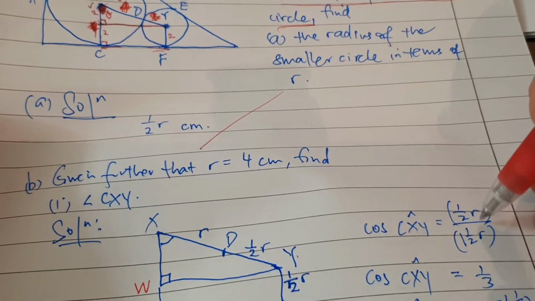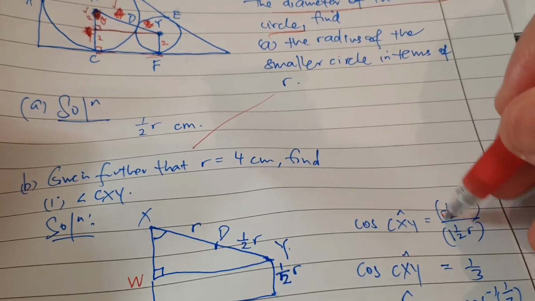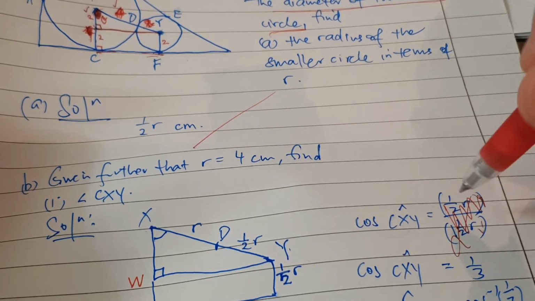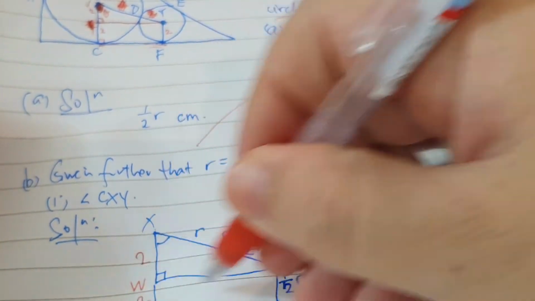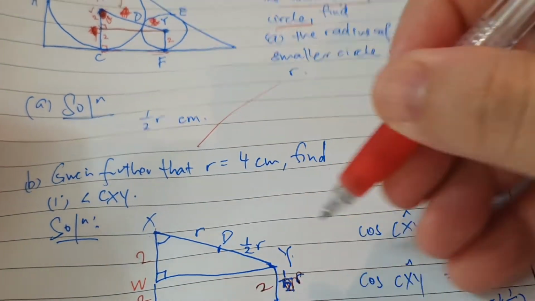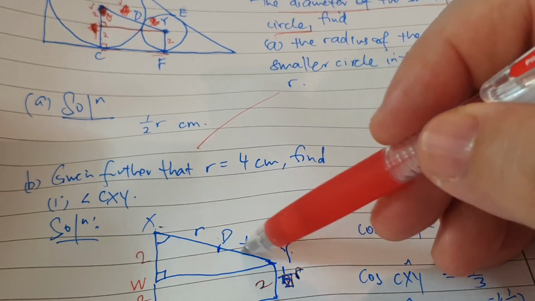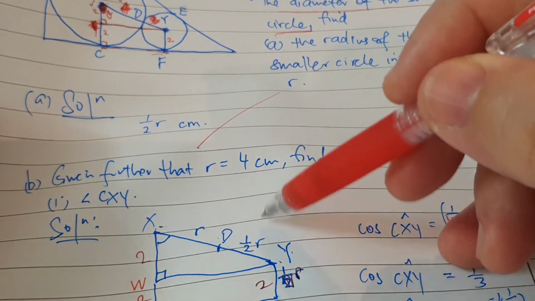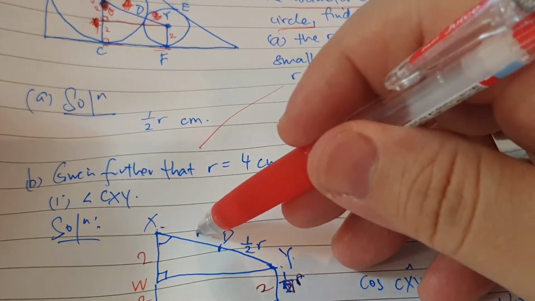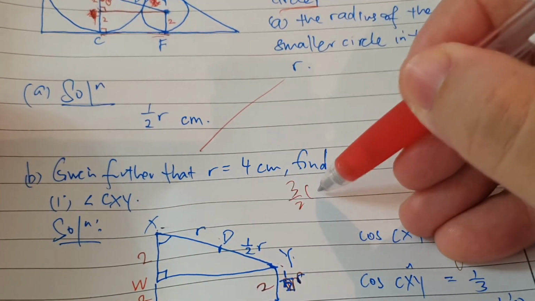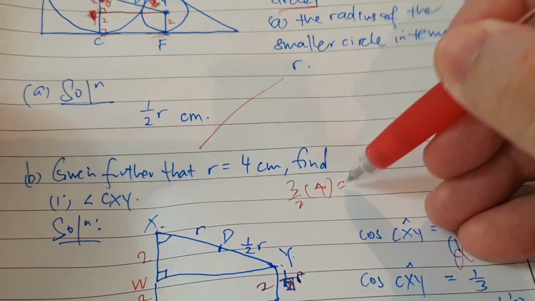Okay, this one I use algebra to do it but actually you can do it this way. You can say that this is 2, this is 2, right? Okay, then this R, this half R, so this whole thing is 3 over 2 R, and that will be 6. 3 over 2 of the R, that will be 6.